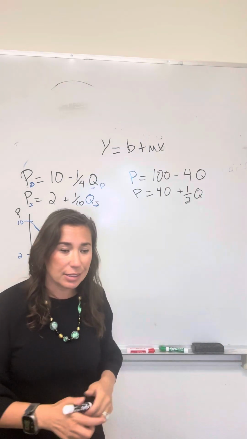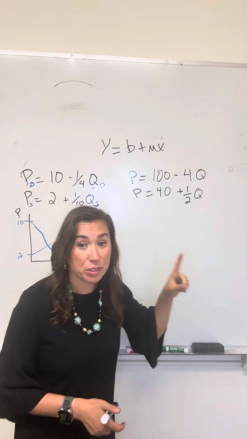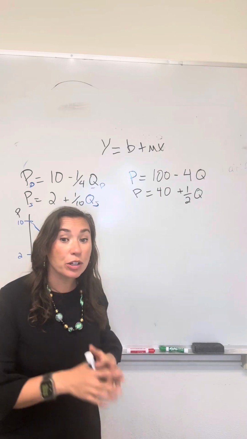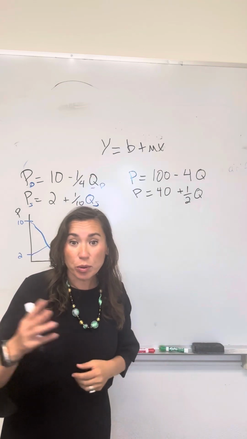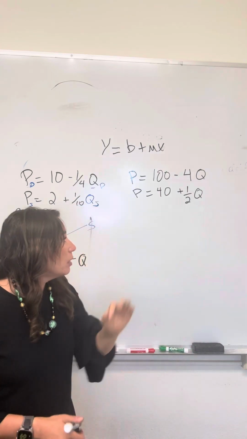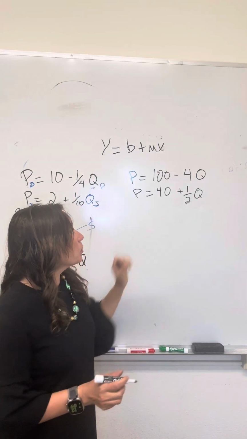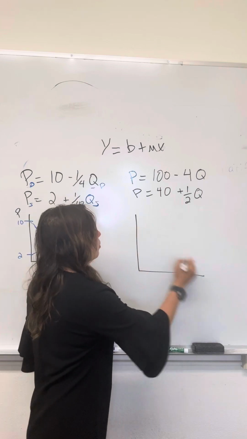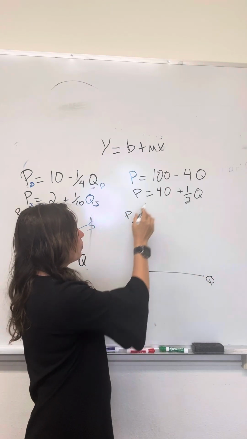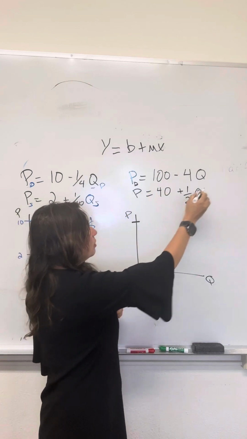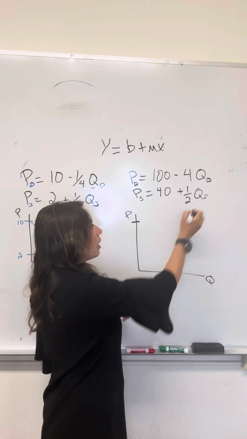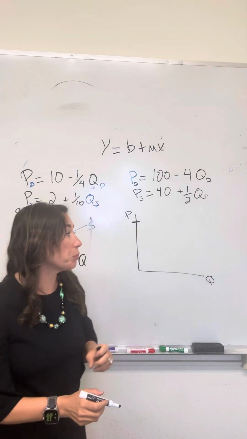So we're going to practice again. Again, the first step is to realize we need to be in that graphical form. If you need to watch the video on how to convert functions from the Q equal form to the P equal form so it gets in that y equals b plus mx form, make sure you check that out. Here's what we have. In this case, we have a price and we have a quantity. So this is demand because it's a negative relationship between price and quantity. This is supply because it's a positive relationship between price and quantity.